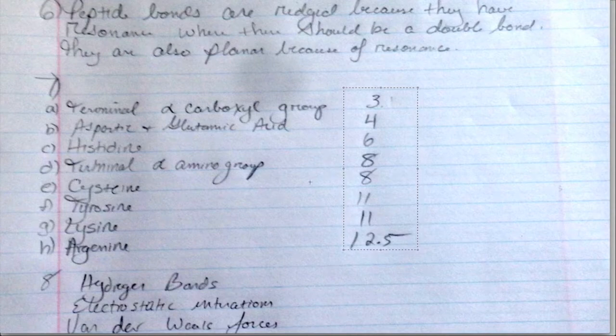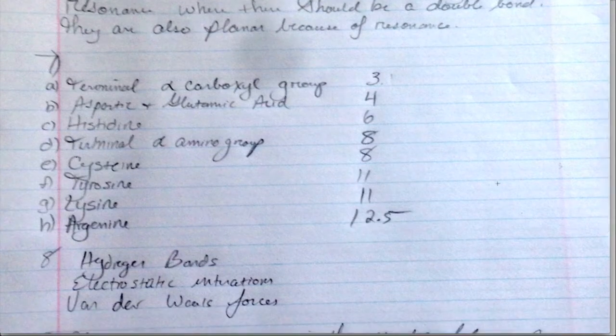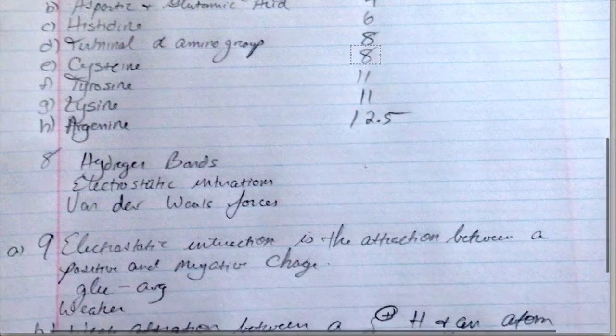Remember that we've seen that in a free amino acid, the carboxy pKa would be a 2, and in a free amino acid, the amino would be a 9. But you're usually going to be working with peptides, and in peptides, the pKa's are 3 and 8. So those are probably better numbers to use. Let's look at number 8.